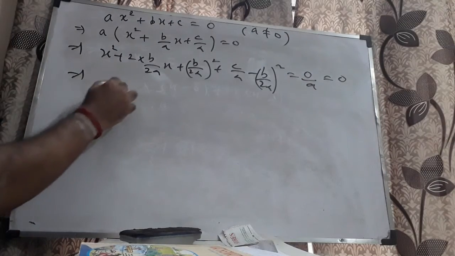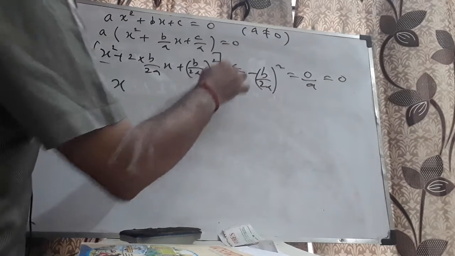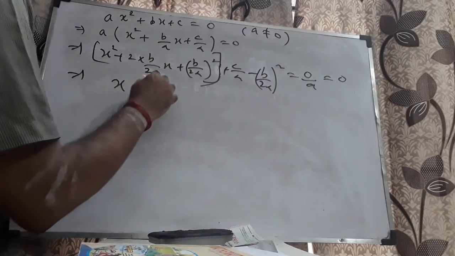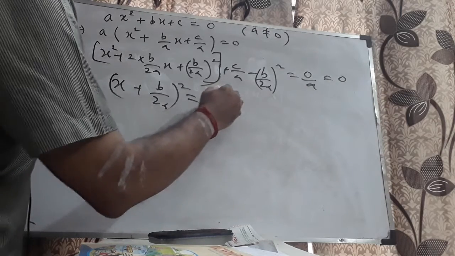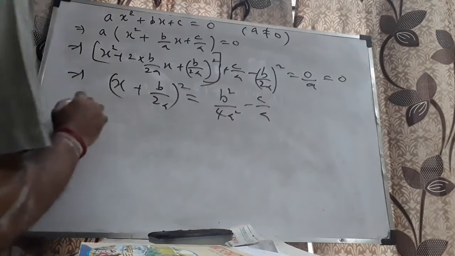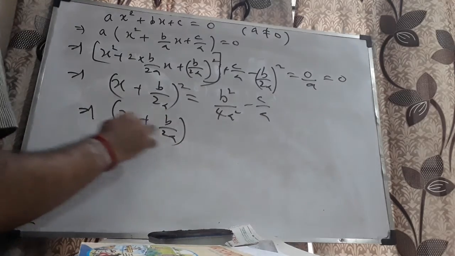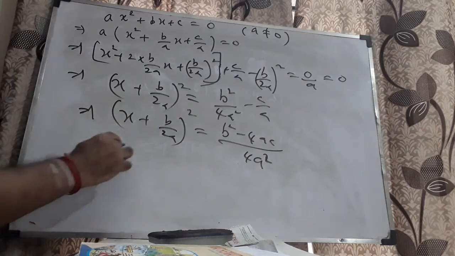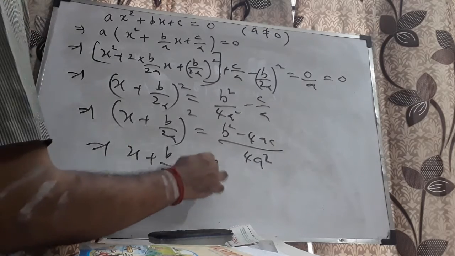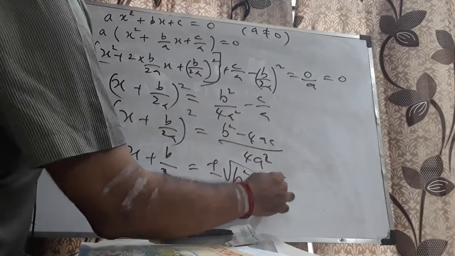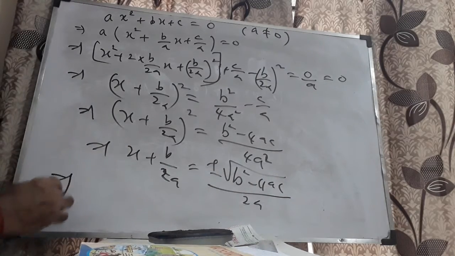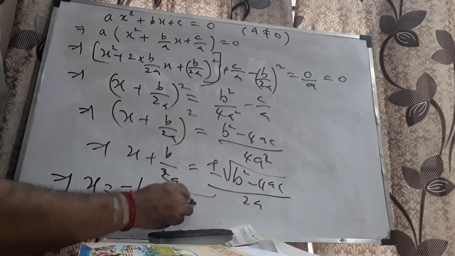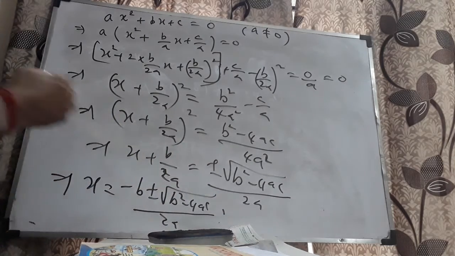I'll take a to the other side. Therefore, this automatically will become x plus b by 2a the whole square, which is equal to b square by 4a square minus c by a, which implies x plus b by 2a the whole square is equal to b square minus 4ac by 4a square, which implies x plus b by 2a is equal to plus or minus root b square minus 4ac by 2a, taking square root on either side, which will automatically imply x is equal to minus b plus or minus root b square minus 4ac by 2a. This is how you get the two roots.